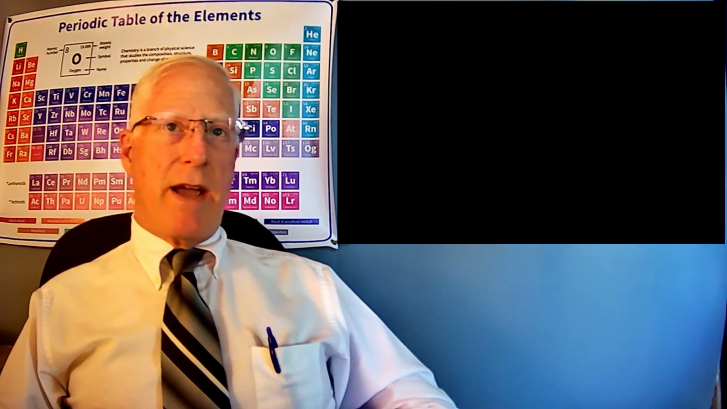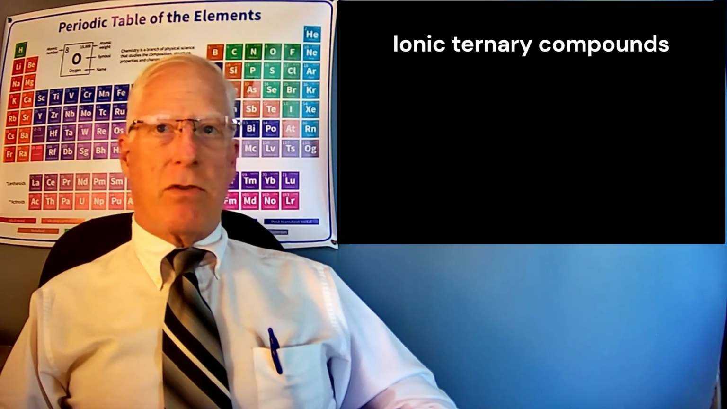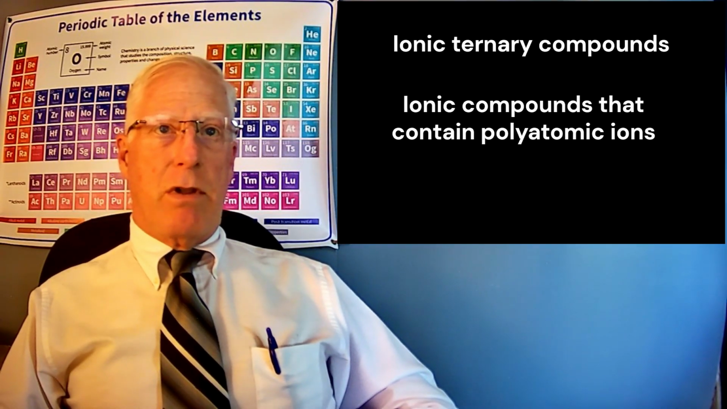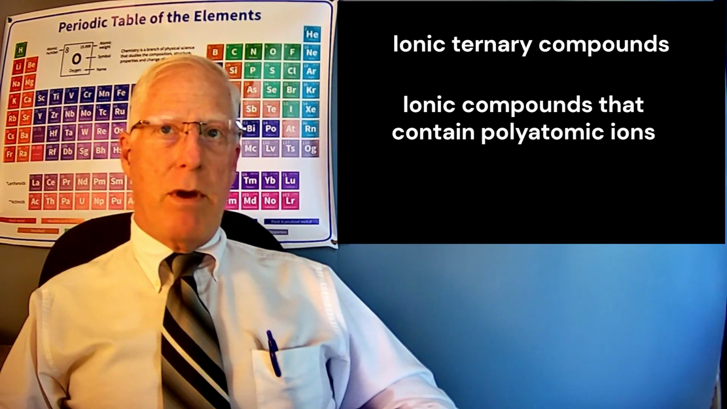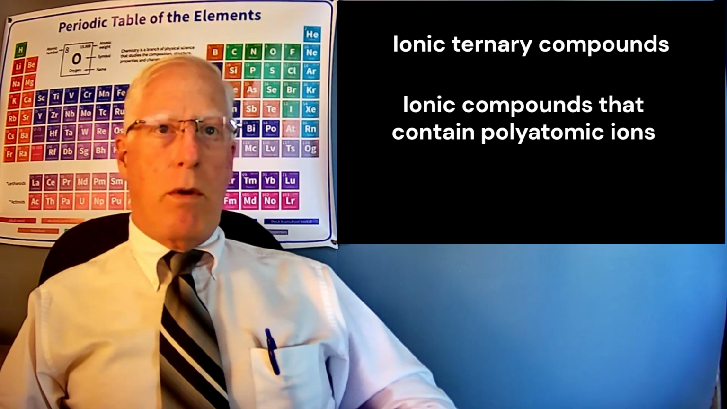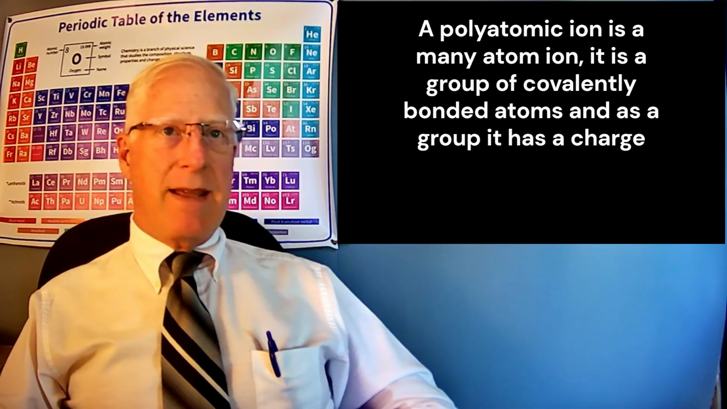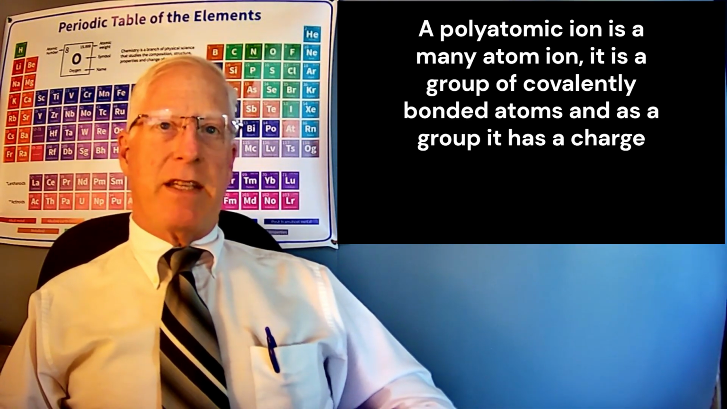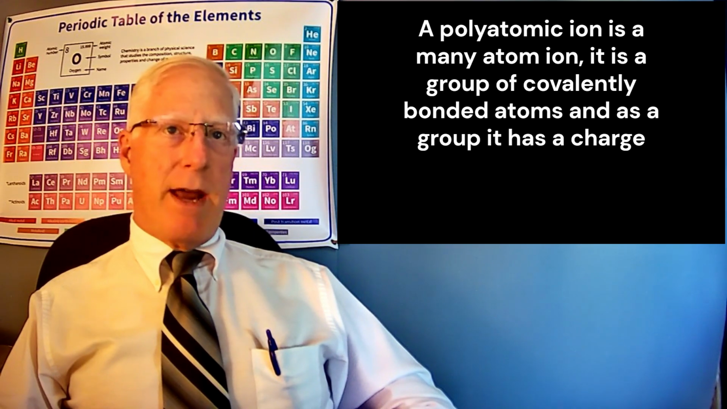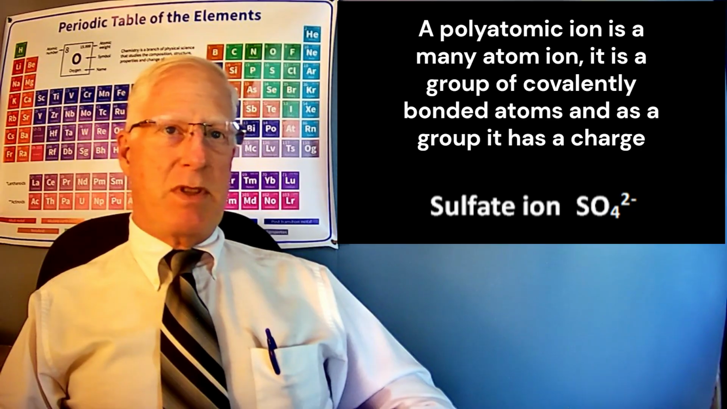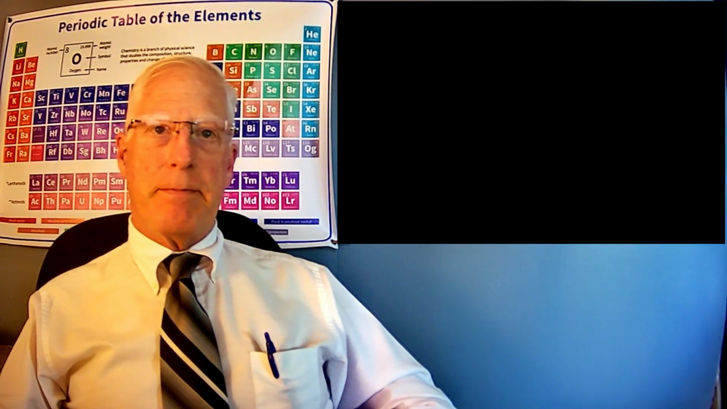Now, let's look at some ionic ternary compounds. These are going to be metals bonded to polyatomic ions. As you may recall, ionic compounds are composed of a metal bonded to a nonmetal, or a metal bonded to a polyatomic ion. Poly means many, so it's a many atom ion. A polyatomic ion is one that's made up of 2 or more atoms covalently bonded together, and as a group they have a charge. An example would be the sulfate ion. Okay, so with the polyatomic ions, things are going to get a little bit hairier.